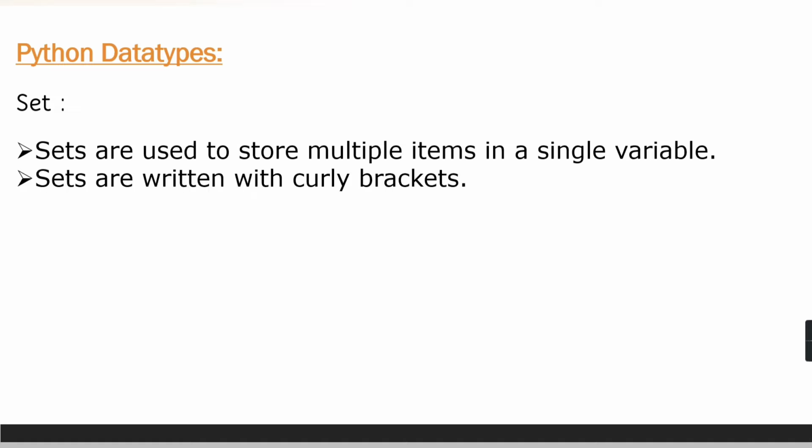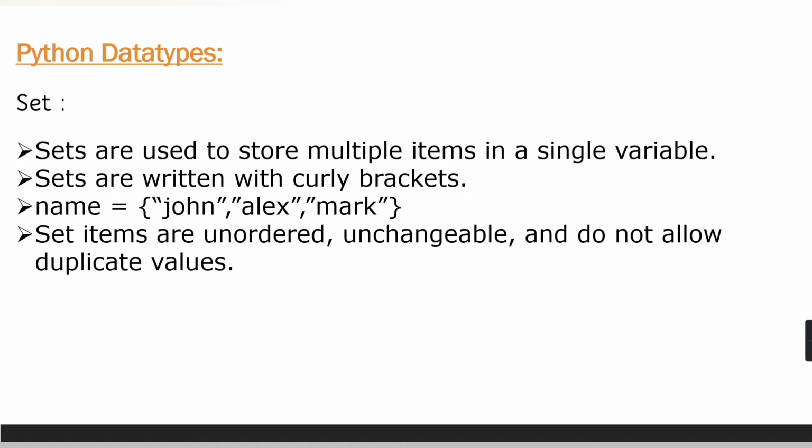Sets are written with curly brackets, lists are written with square brackets, tuples are written with round brackets. In similar ways sets are written in curly brackets. So this is the example of a set. Here is the name of the variable, which is name, and these are the values in the set. So we can have different data type values in the set. For example, it can have strings, numbers, as well as boolean values.